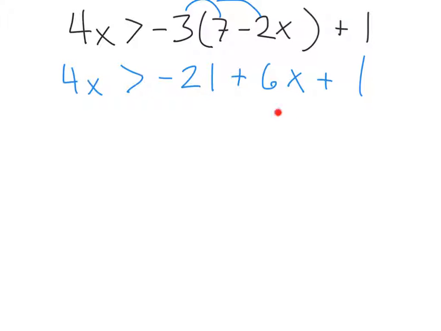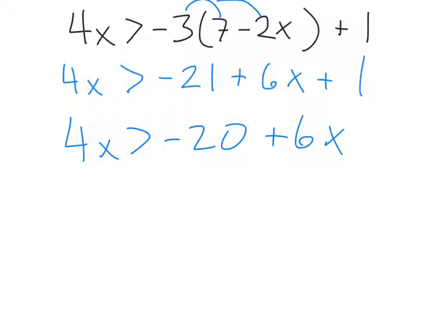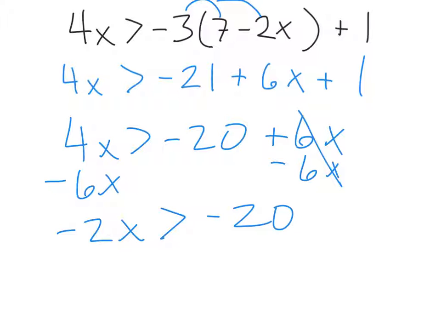Still step 1 because we can combine these like terms. A negative 21 plus 1. So we have 4x greater than negative 21 plus 1, which will be negative 20. And we still have our plus 6x. Now we need to get all our x's to one side. So I'm going to do a minus 6x and a minus 6x. Those cancel, and over here I get a negative 2x greater than negative 20.